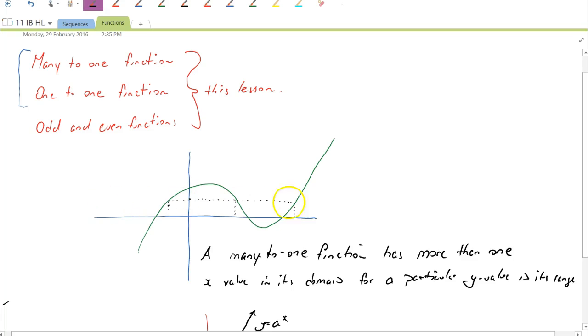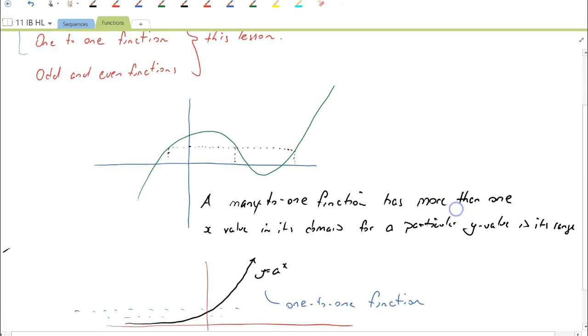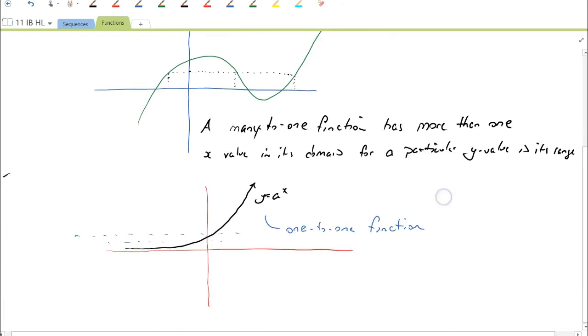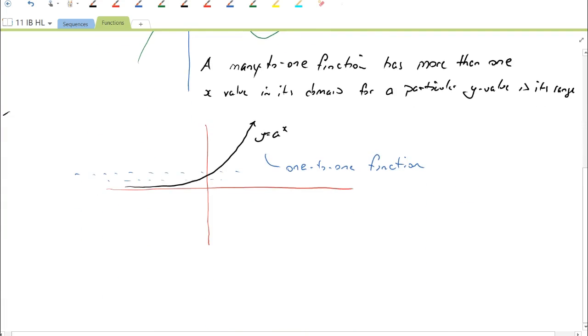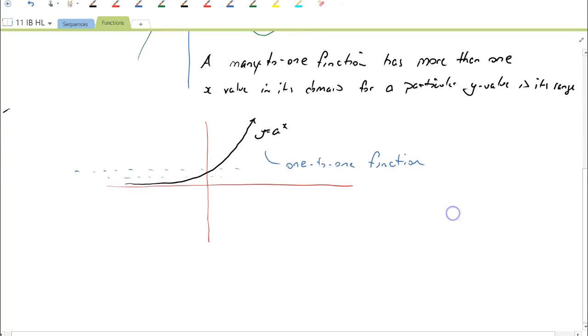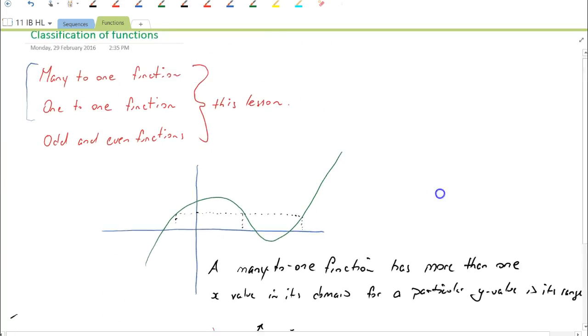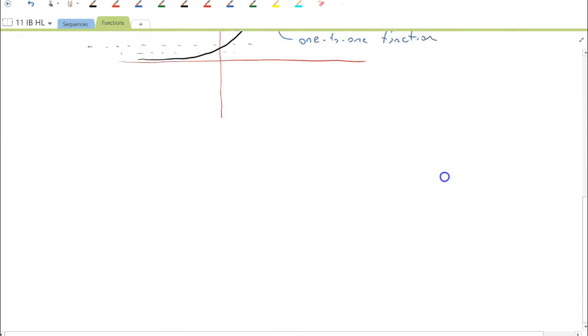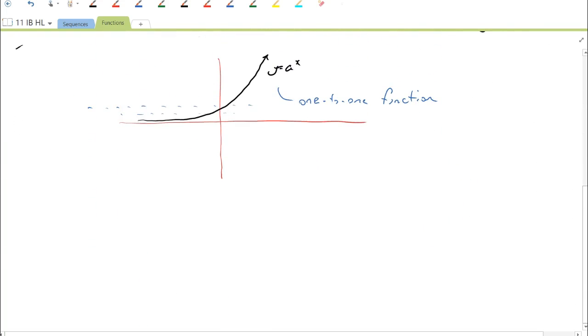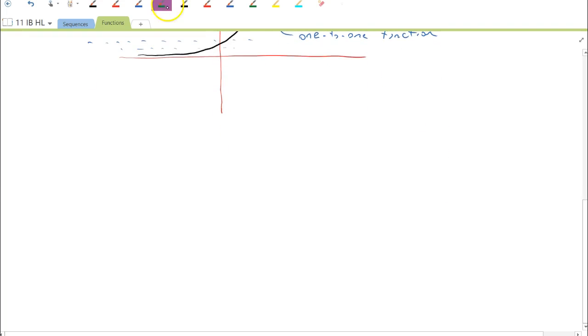So if it fails the horizontal test, once we've found the inverse function, then it will fail the vertical line test. So in summary, a one-to-one function will have an inverse function. If it's many to one, it won't have an inverse function. More on inverse functions later. Right, let's have a look at odd and even functions. That's just some notes, and we can talk a little bit more about that in class.